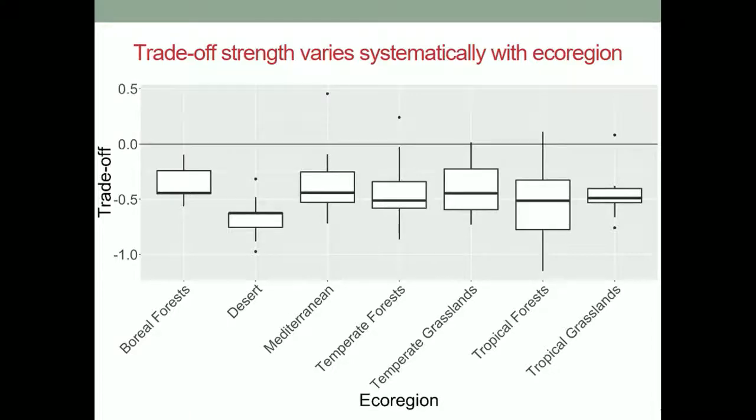You can't really see much differences in a lot of them, but I suppose the most important thing to look at here is that desert seems to have a much stronger trade-off than any of the other ecoregions. And so you could say that the desert, in this case, is the most nutrient poor and the most stressful environment for the plants, which leads to a stronger trade-off.